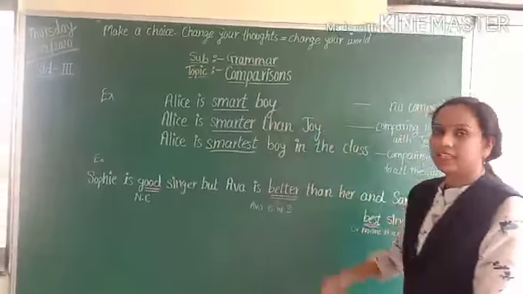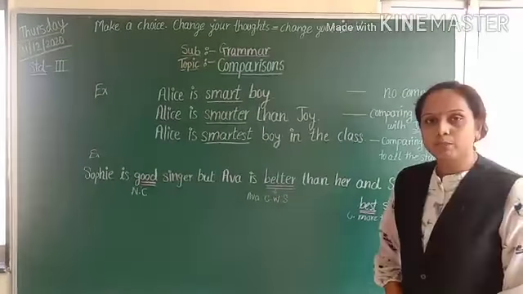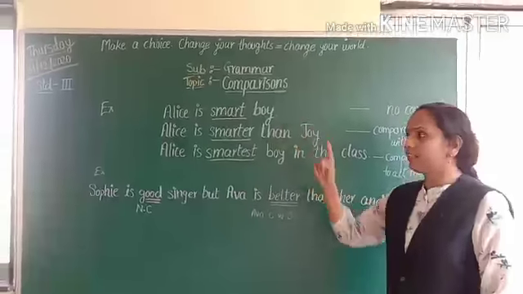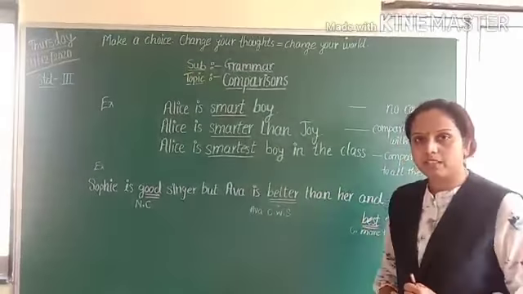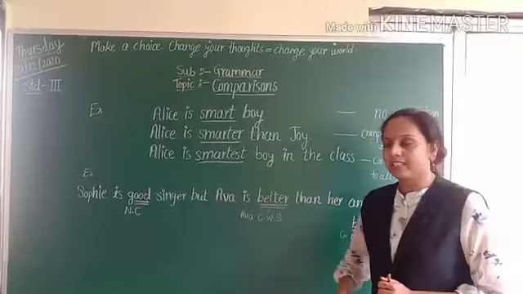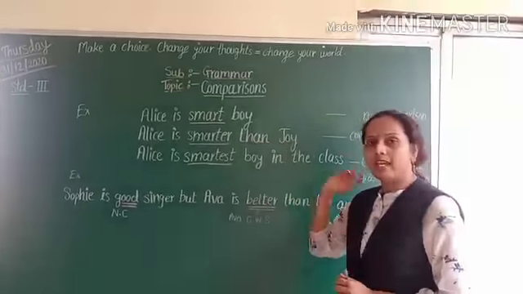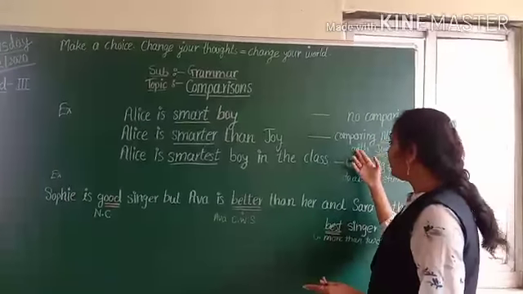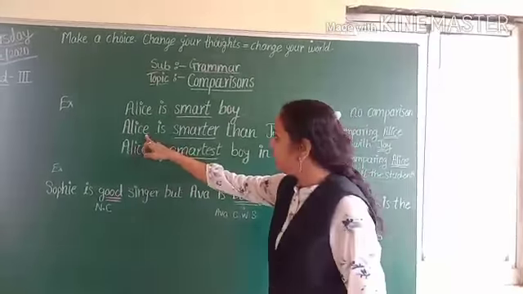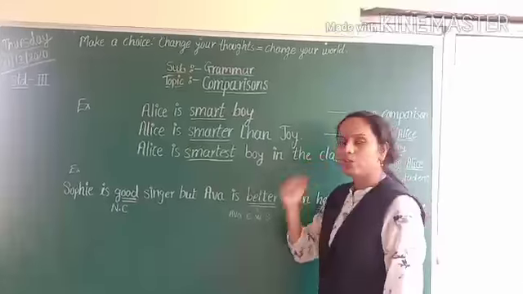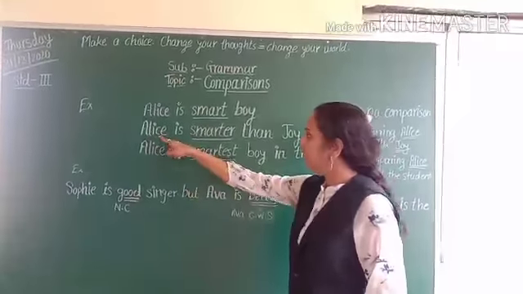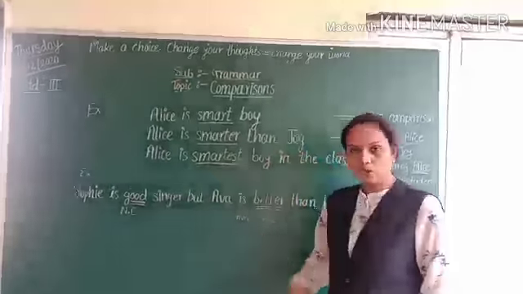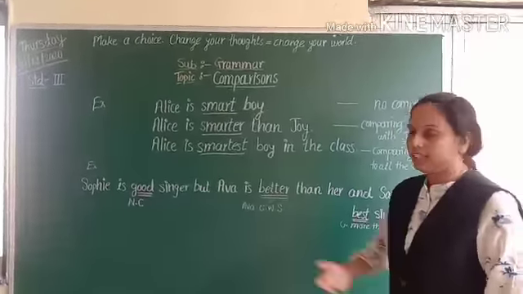In the first sentence, Alice is a smart boy. There is no comparison in this sentence. Understood? In the second sentence, Alice is smarter than Joy. In this sentence, we are comparing Alice with Joy. Alice is smarter than Joy, a comparison between Alice and Joy. Understood? See the next sentence.